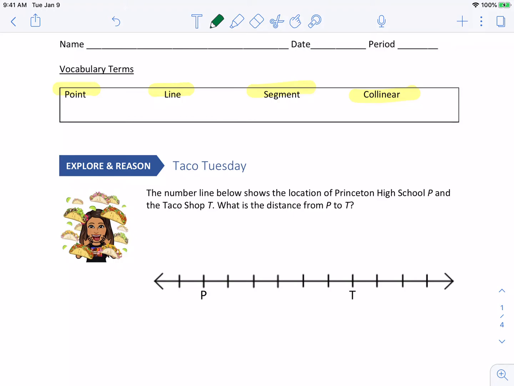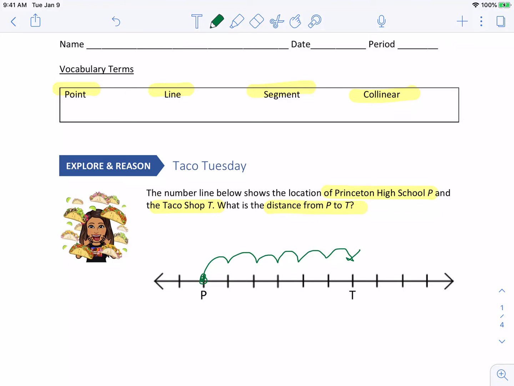So for instance, if we had a number line here representing the locations of Princeton High School with the letter P and the taco shop with letter T, how could we find the distance from P to T? Well, if we have them on a coordinate or a number line, we can actually hop and find that distance just by counting the times we have to move to the right.